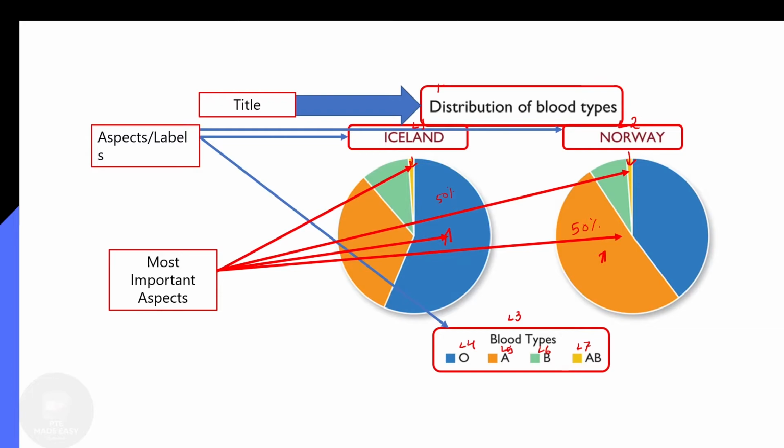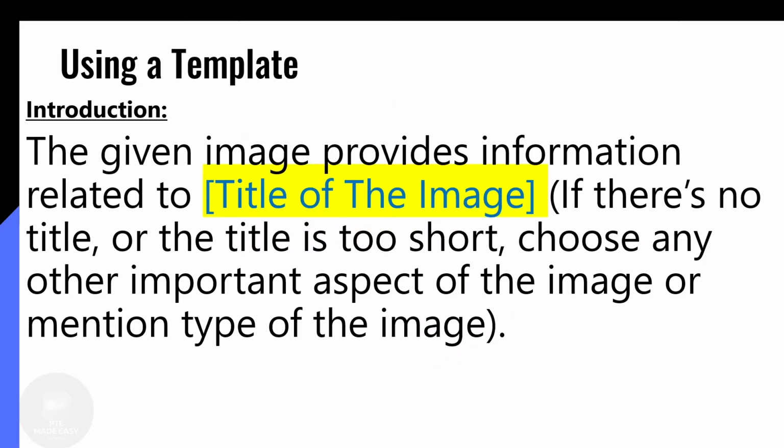Now that we have collected our data in 25 seconds, let's jump into the template and try to answer with the information that we have collected. Now, this is the introduction of the template, right? The given image provides information related to, then I give the title of the image. If there is no title or the title is too short, make sure that you come up with a title. There may be images with no title. You come up with any title that you want, right?